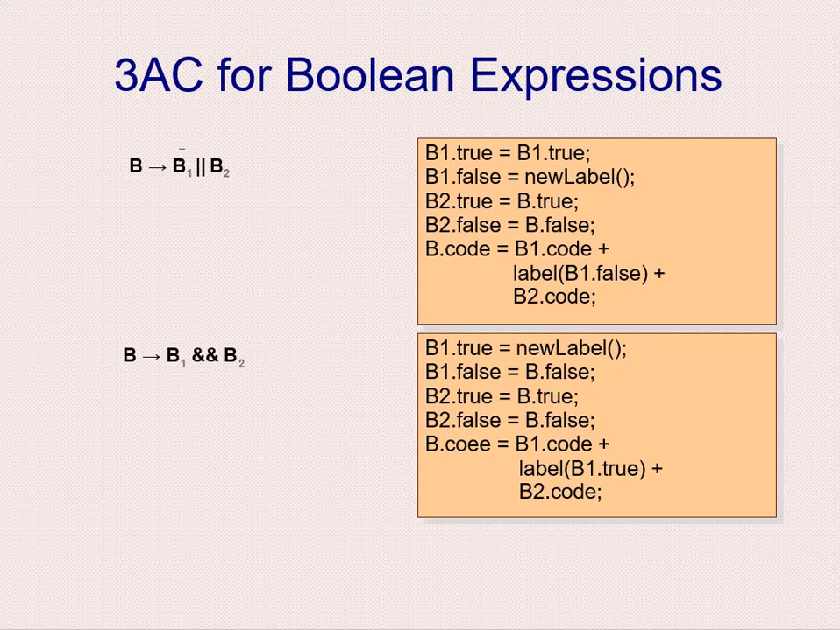Here you already know that if OR is there, if B1 is true, then the value of B will also be true. If B1 is false, then only we will check B2. So if B1 is true, then B is true. If B1 is false, then we will check B2. If B2 is true, then B is true, else if B2 is false, then B is false.